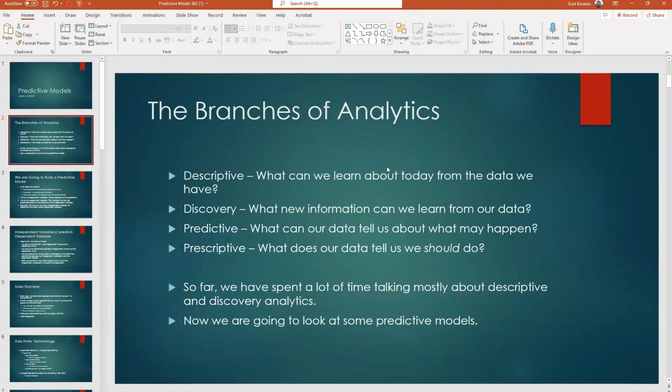And the last branch is prescriptive. What does our data tell us that we should do? By the way, predictive is what can our data tell us about what's likely to happen. And then prescriptive is what does our data tell us about what we should do. So far we spent a lot of time talking mostly about descriptive and discovery analytics, but now we're going to take a look at some predictive models.